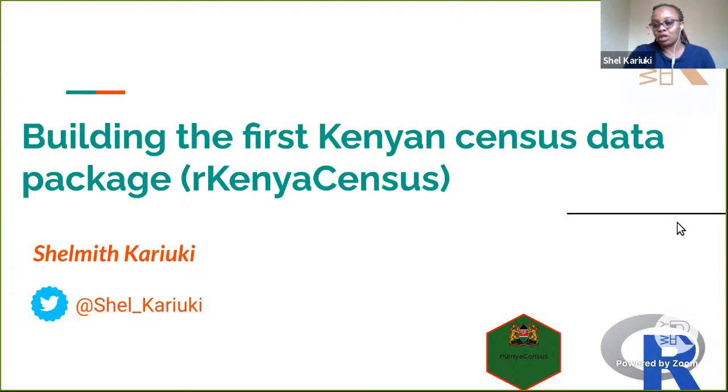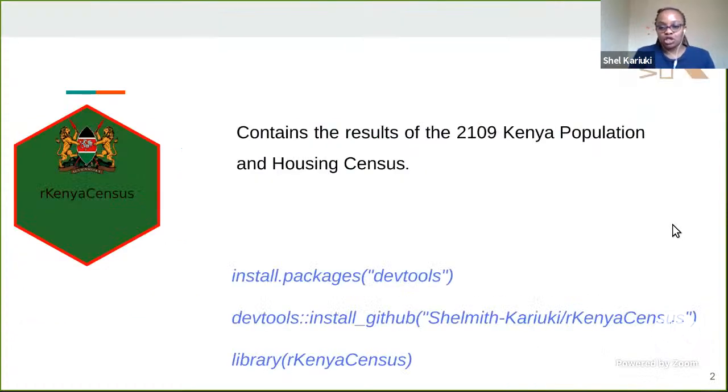So again, my name is Shelmit. I'm based in Nairobi, Kenya, and I'm here to talk about a small pet project I embarked on at the beginning of the year, which is the R Kenya Census Package. This is a package that contains the results of the 2019 Kenya Population and Housing Census. You can download it and install it in R through that link. It's not yet on CRAN, so I've still hosted it on my GitHub profile.